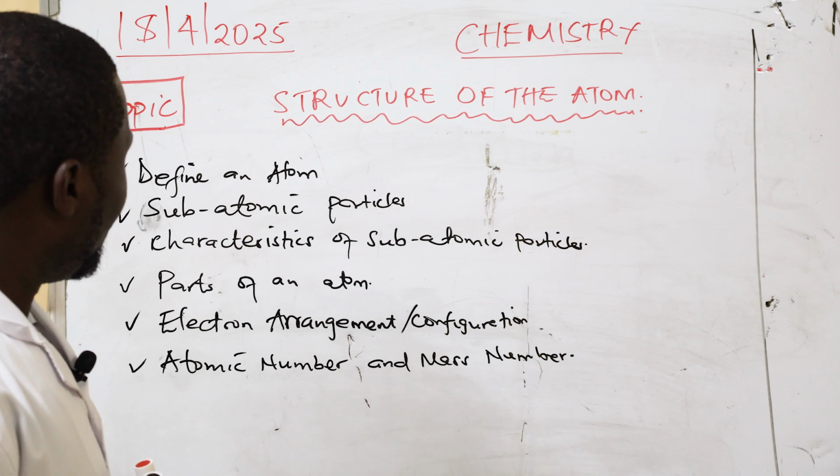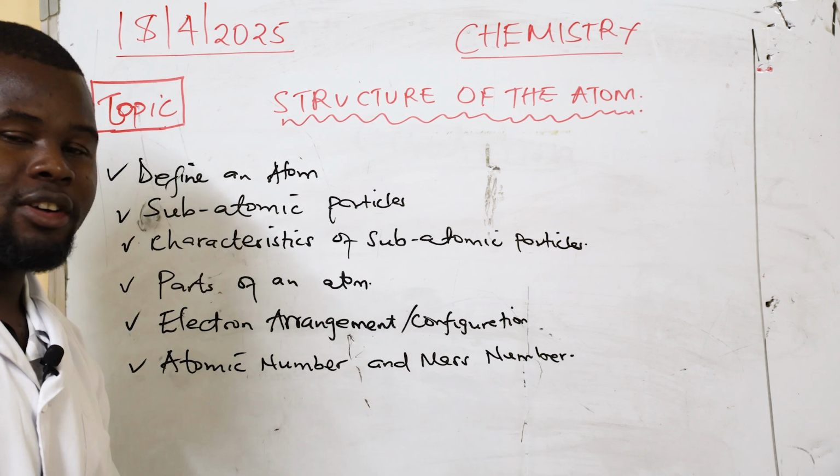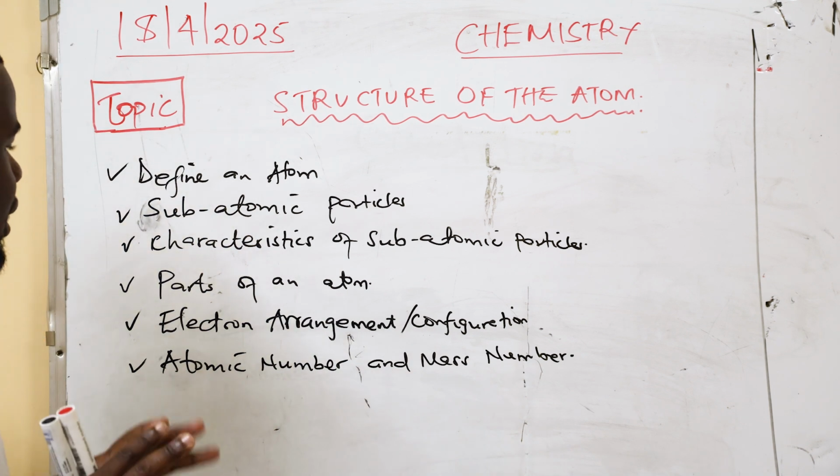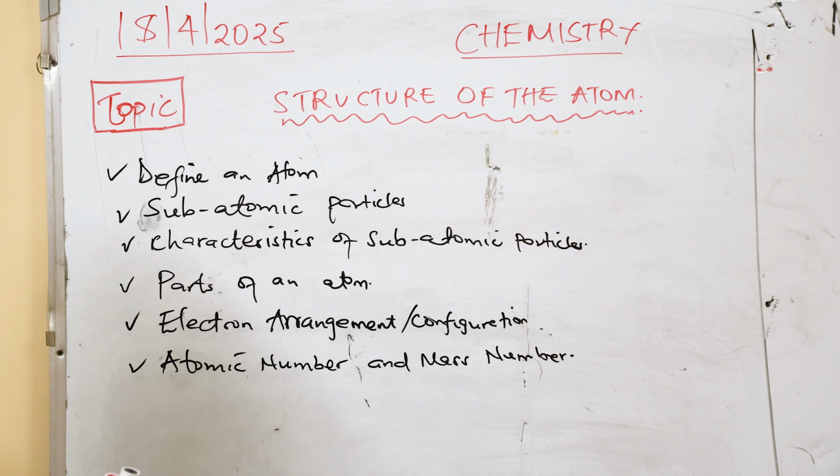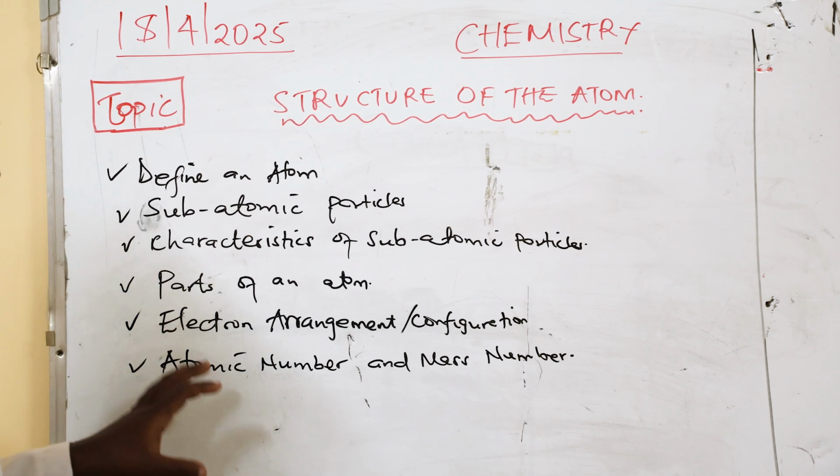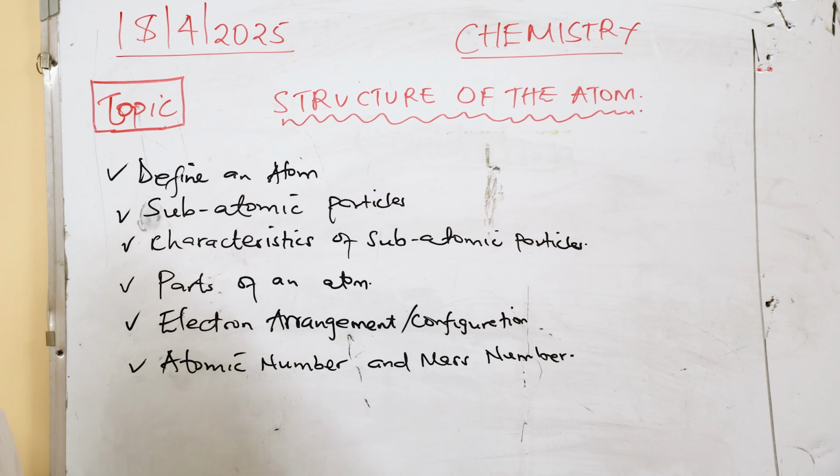After that, we will look at the parts of an atom, the structure, how it is drawn and labelled, and also where electrons, protons, and neutrons are located. Then we will talk about the electron arrangement, or electron configuration. And lastly, we will conclude by talking about atomic number and mass number.